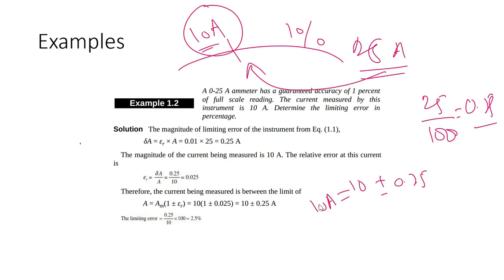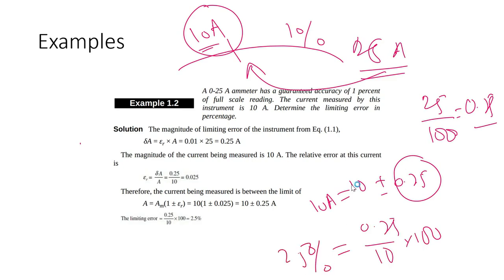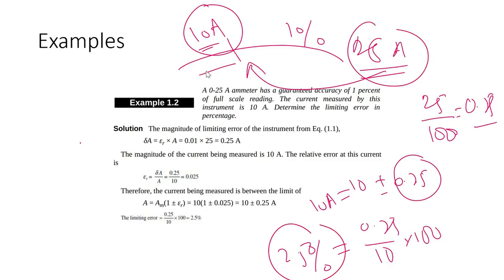Now what we will do is calculate the percentage of this 0.25 with respect to 10. So 0.25 divided by 10 multiplied by 100 would be the percentage of error on 10 amperes. So this gives us 2.5%. So an error of 1% on 25 ampere is an error of 2.5% on 10 ampere. So this is the theory of this problem.